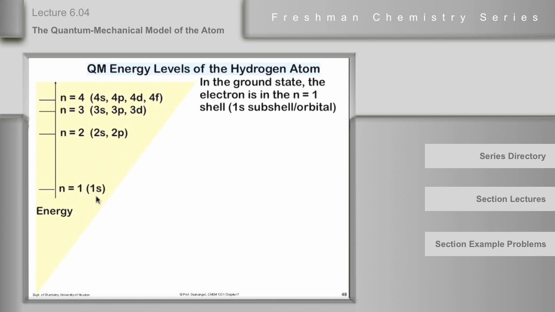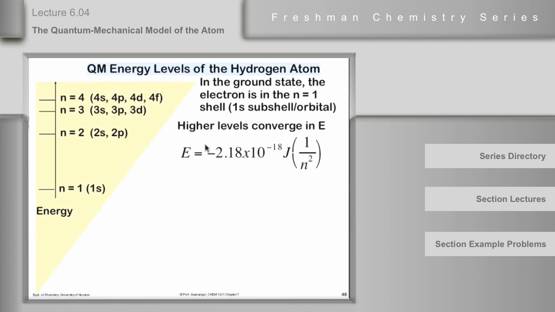Well, that's exactly what we found from Bohr's model. Notice that these levels are getting closer and closer together as n gets larger because of this equation: E is equal to minus 2.18 times 10 to the negative 18 joules times 1 over n squared. That's the same as Bohr's equation, and it was obtained exactly in this form by a completely different route.